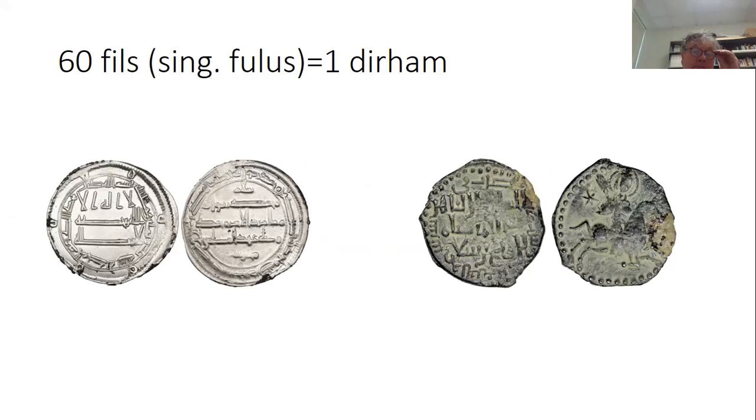So back in the Abbasid and Umayyad dynasties, the basic unit of currency was the dirham. And so on the left there, you see a nice silver dirham from Harun al-Rashid. And you have 60 fils make one dirham. So fils would usually be some kind of copper coin. The singular of fils is fulus, supposedly.